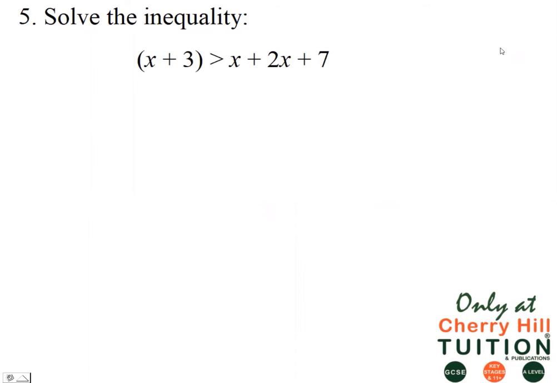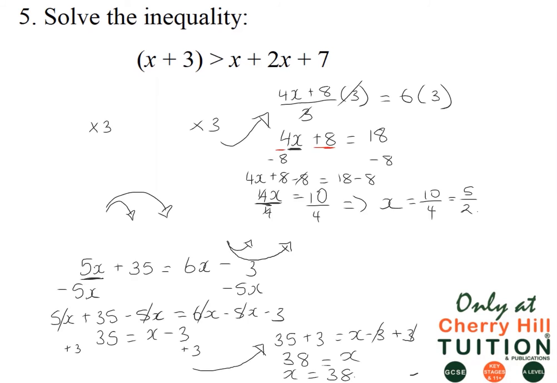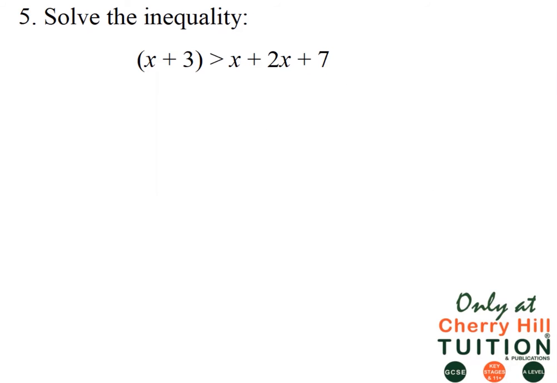Question 5, solve the inequality x plus 3 is greater than x plus 2x plus 7. When we have inequalities, we can act as if this inequality sign is an equal sign. So we have x plus 3 is equal to x plus 2x plus 7.